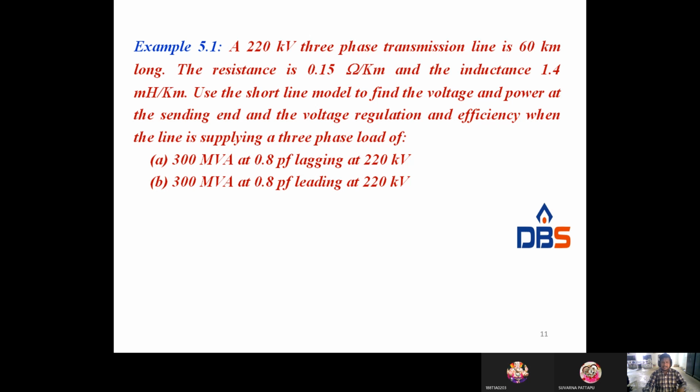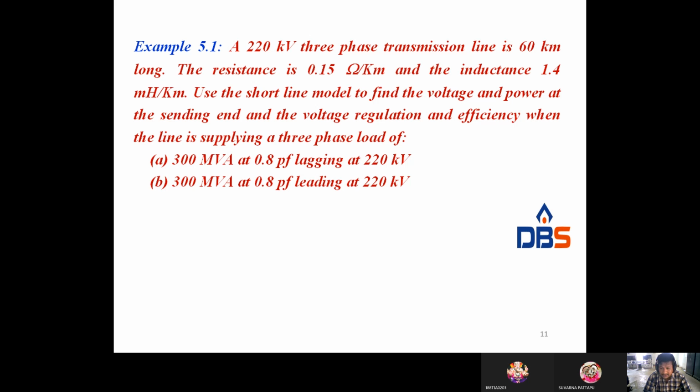A 220 kV 3-phase transmission line is 60 kilometers long. The resistance is 0.15 ohm per kilometer and the inductance is 1.4 millihenry per kilometer. Use the short transmission line model to find the voltage and power at the sending end. This type of problem we have also done with different values, but we have to discuss it once again.